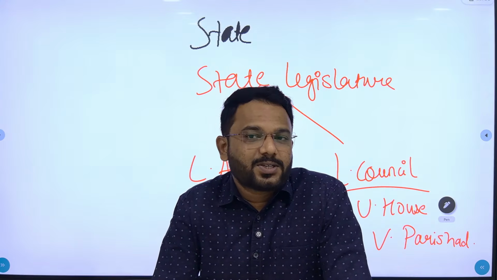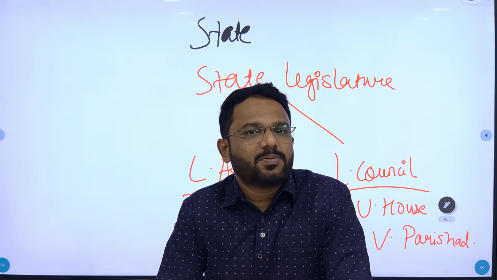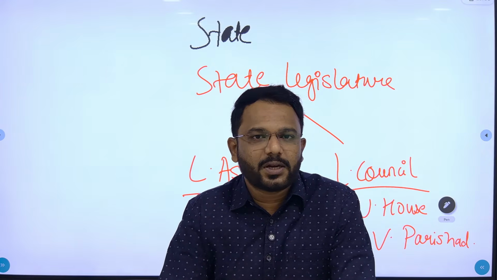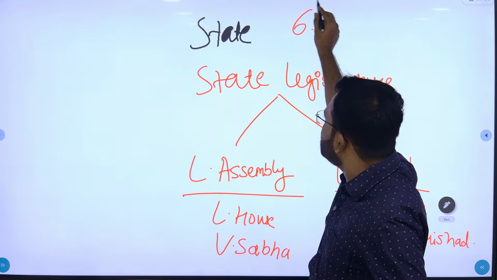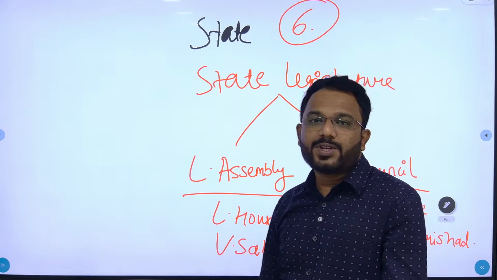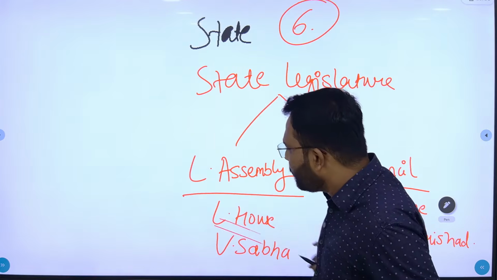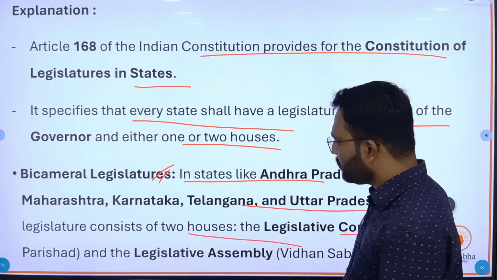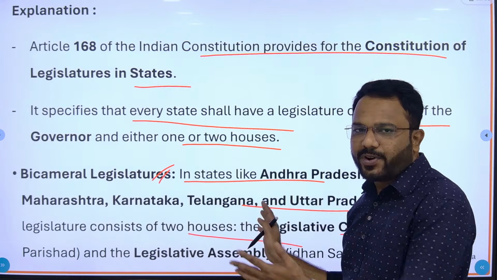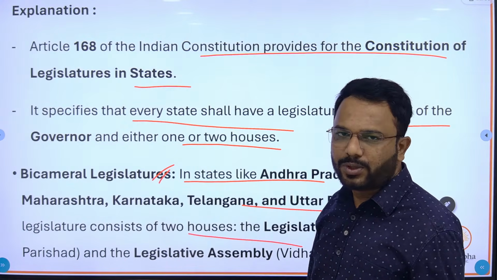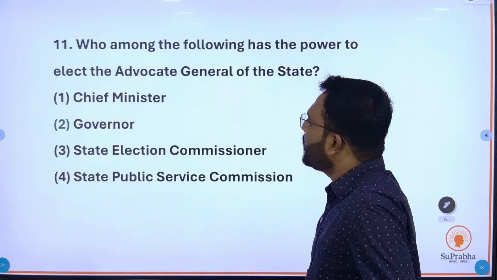आता मला सांगा महाराष्ट्राचं लेजिस्लेचर कुठलं आहे? आपल्याकडे विधानसभा आहे की विधान परिषद पण आहे. ठीक आहे. So in total we have 6 states in India which have bicameral legislature. Fine. Yes. So Article 168, we have covered these important topics which are related to this article. Fine. Let's move on to the next question.